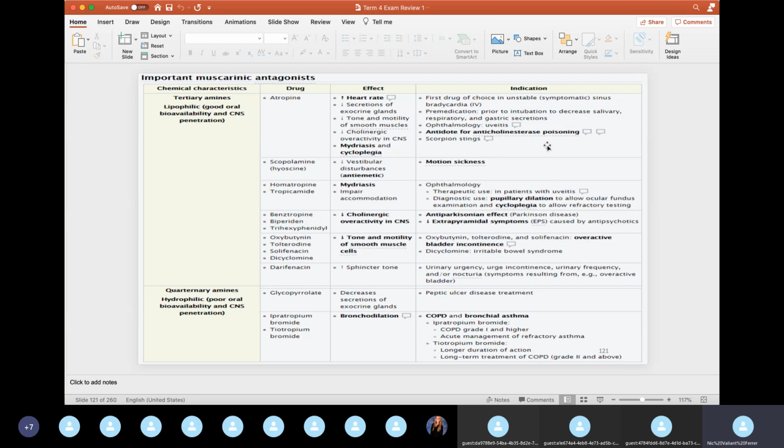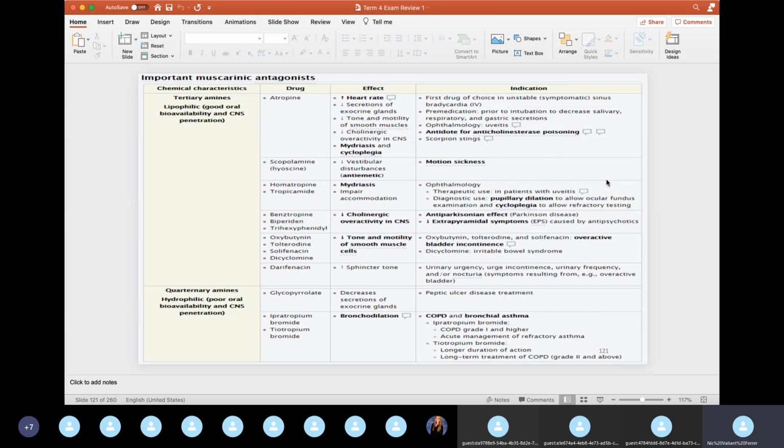What are the signs and symptoms? DUMBBELSS: diarrhea, urination, miosis, bradycardia, bronchoconstriction, lacrimation, salivation, right? If in the vignette you have that, think organophosphate poisoning. What's the treatment? Think atropine.